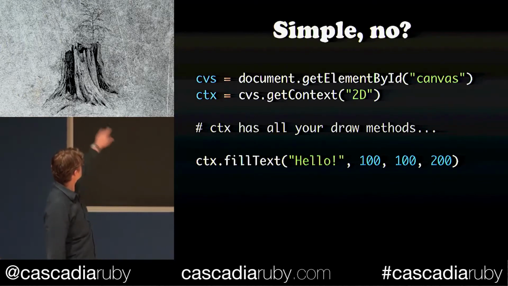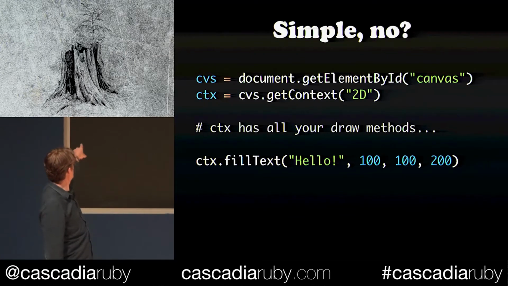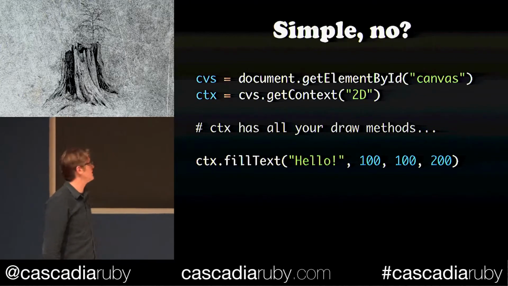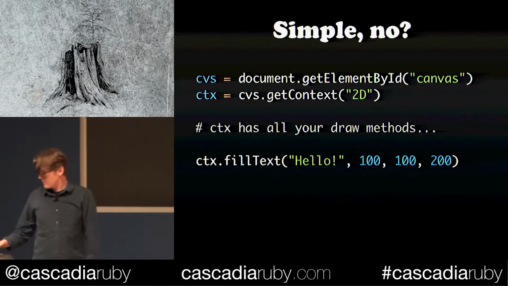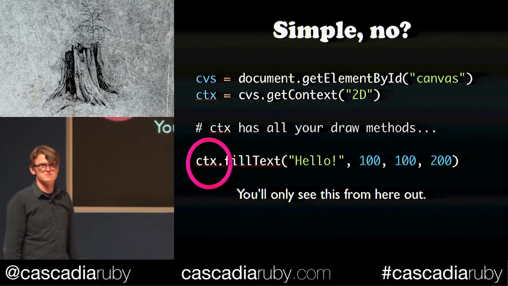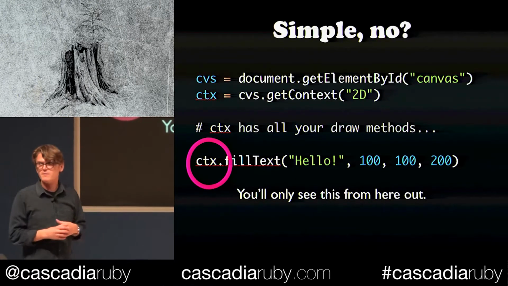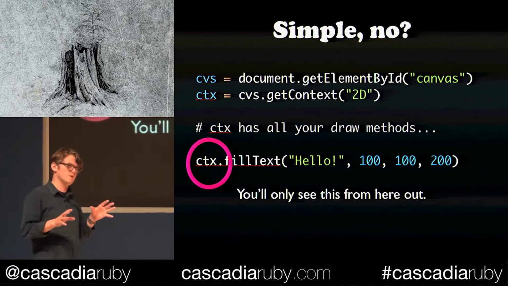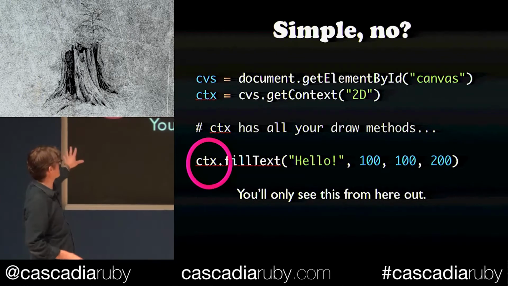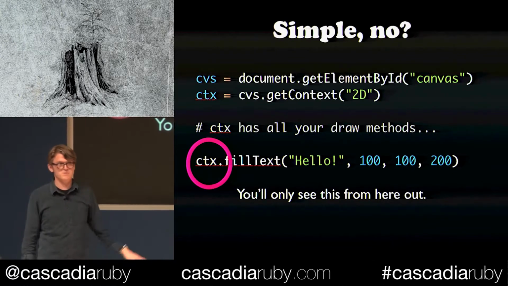So once you have this context, this is what we care about. You can do all your calls on that thing. So here's just a simple fill text that just puts text on the screen. From here on out, I'm just going to reference this context thing because that's really usually what we care about. There are some other calls, like for measuring text, and other objects that can be handy, but this is where most of your work is done.